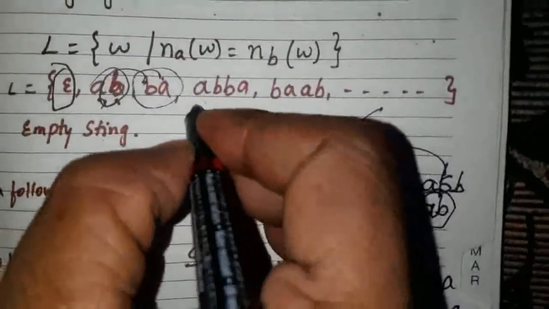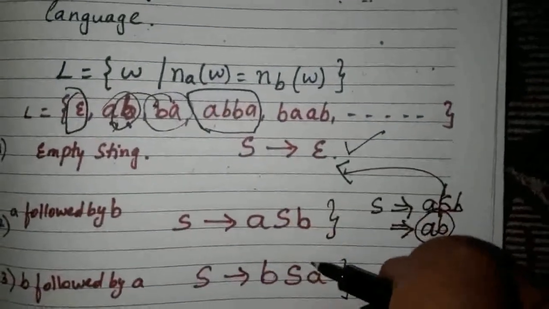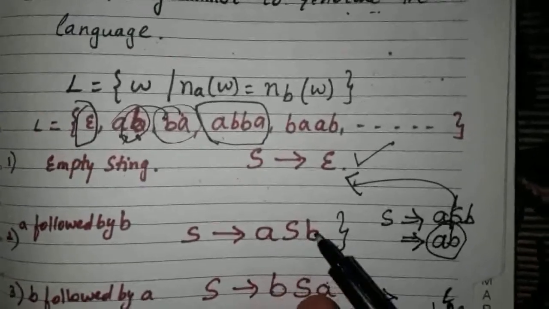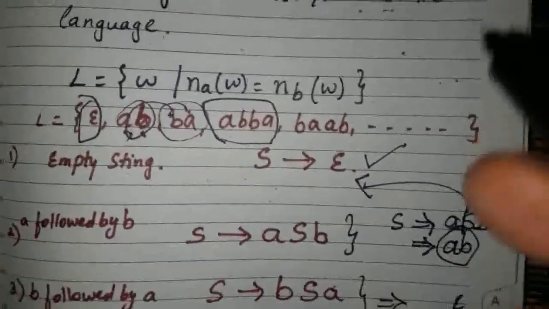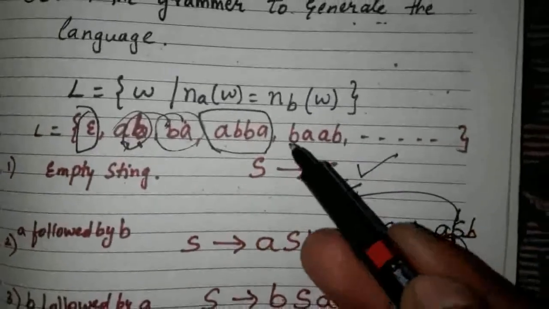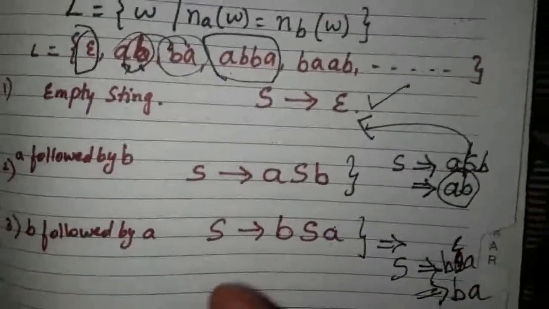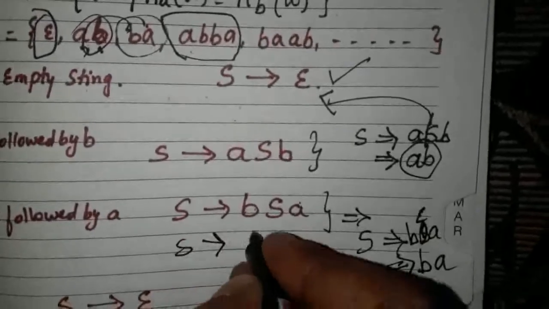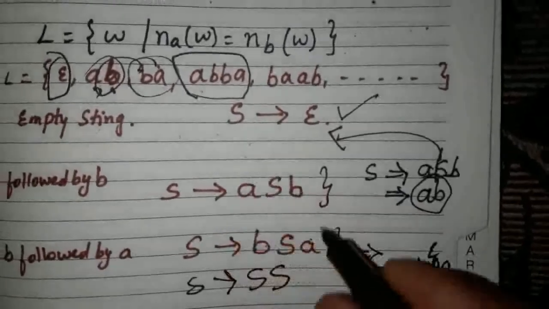But how do I get this one? Using these productions I cannot get it, because I have the production starting with A, ending with B. I have the production starting with B, ending with A. But I don't have the production starting with A and ending with A. Similarly, I don't have the production starting with B and ending with B. So to do that, we will take a new production, that is S tends to SS. That is, I am combining these two productions together.